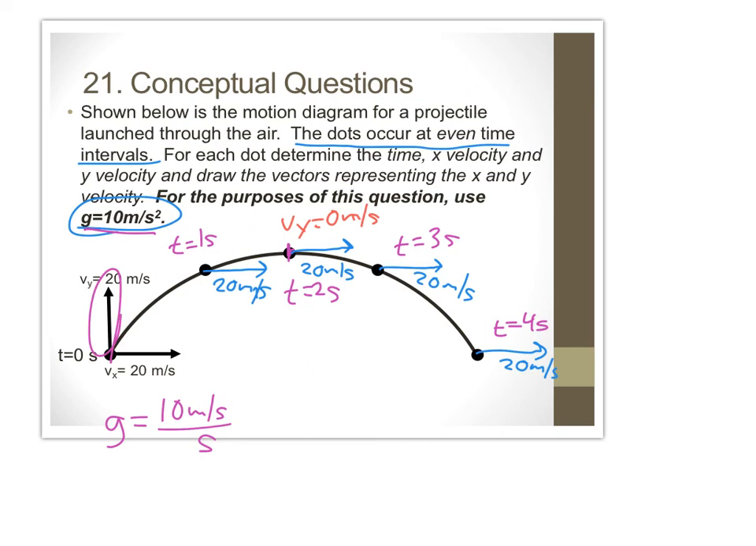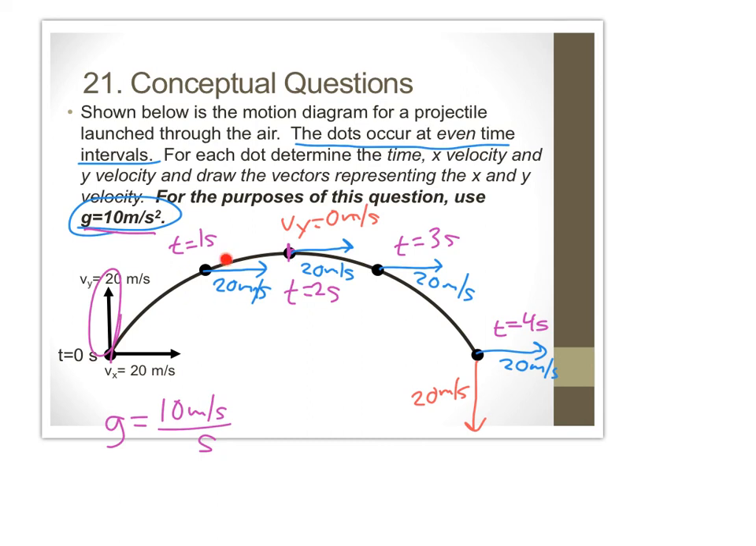Thinking about my y velocity, okay, I've already said that the y velocity at the peak is 0. I know my y velocity when I return to the spot where it was launched from, or to the height where it was launched from, is going to be 20 meters per second, but going down, right? And I can fill in the other two.